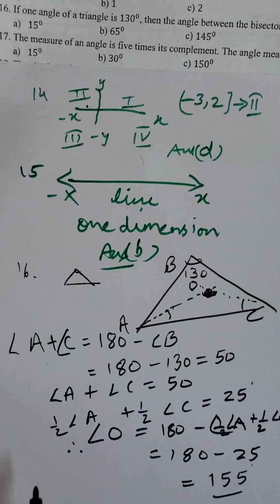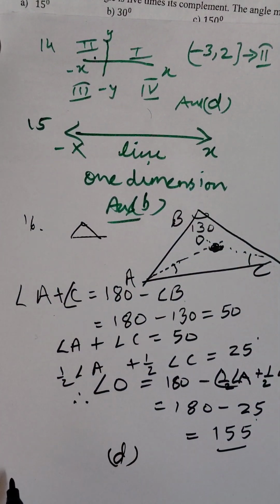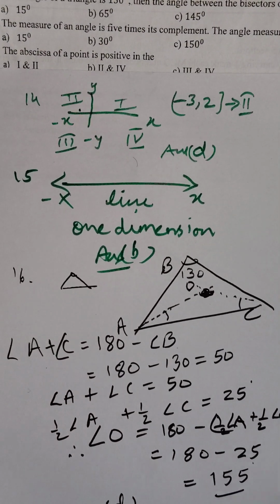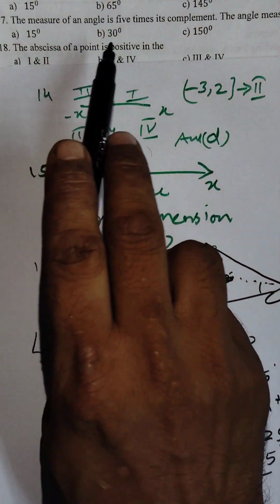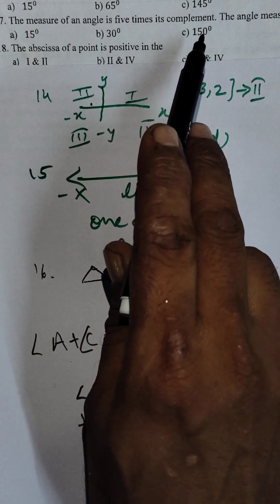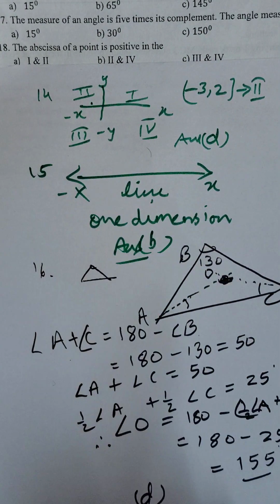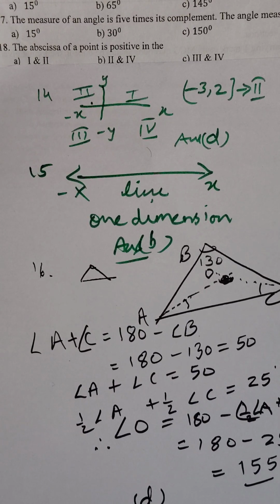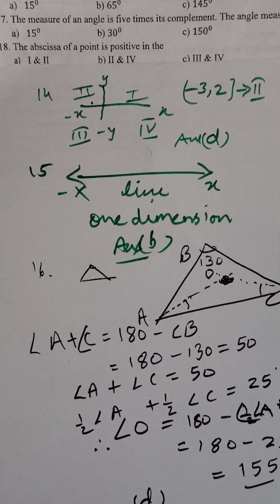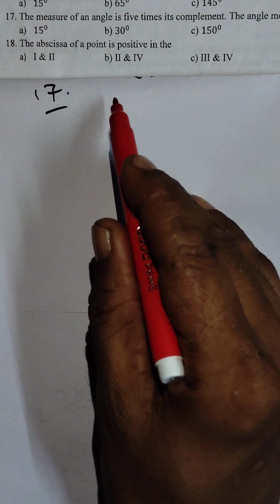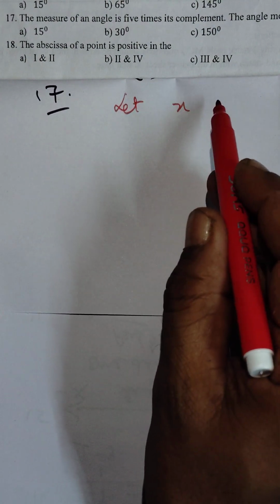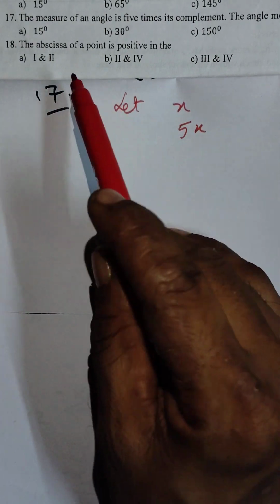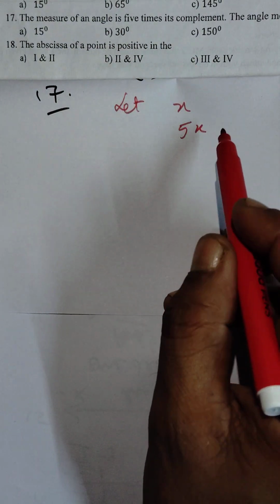Next, question number 17. In question number 17, the question is: the measure of an angle is 5 times its complementary. Find the angle. So 5 times is given in the sentence. So let the angle be x and 5x. These are two angles. So the measure of an angle is 5 times its complement.